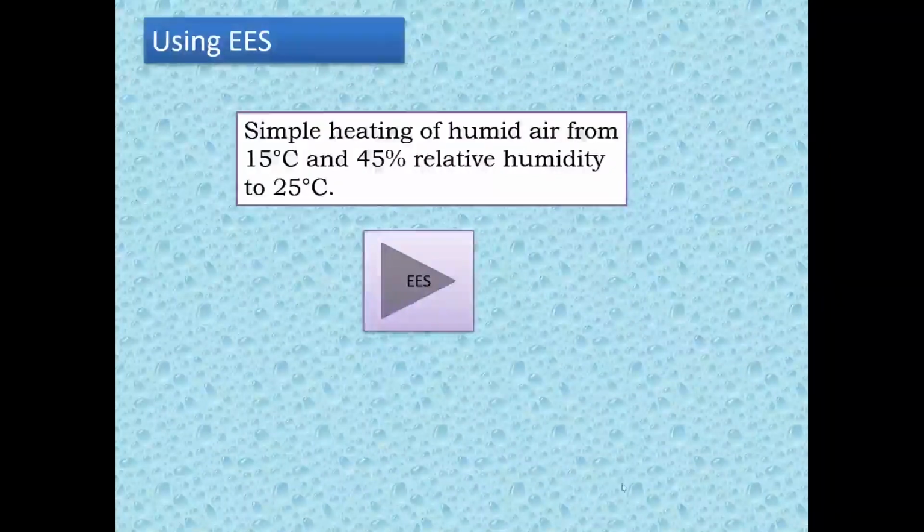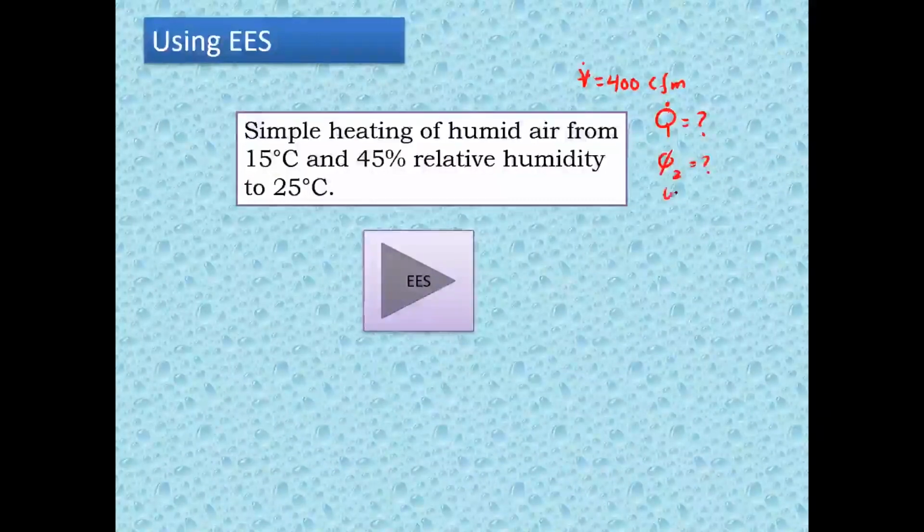So we're trying to find the final state, other properties in addition to 25 degrees C. And let me add something. If the volumetric flow rate is, let's say, 400 CFM, what is the heat transfer rate? And everything else, try to define everything. What is the relative humidity at the exit? Omega 2, specific volume, and I guess that's it. Maybe wet bulb. What is the wet bulb at the exit?